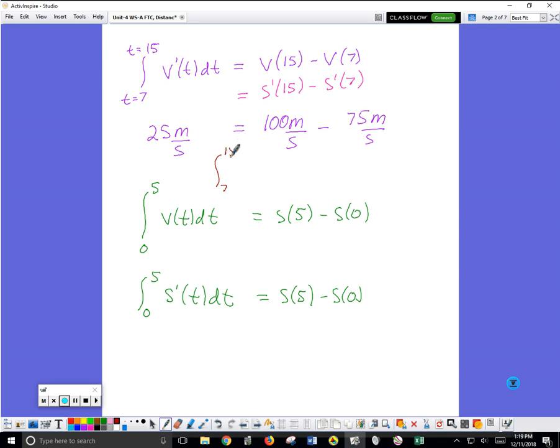Number 15, integrating it, from 7 to 15, integrating acceleration. Acceleration is the rate at which the velocity is changing. Therefore, the integral finds how much in total the velocity will change during that time period.